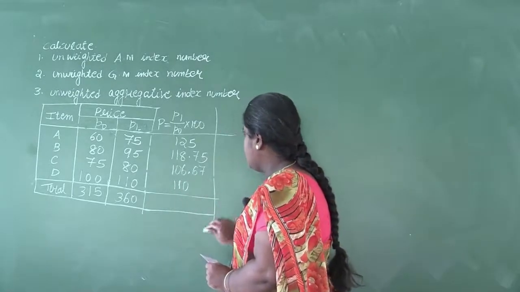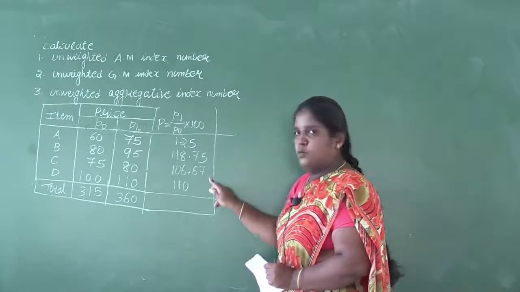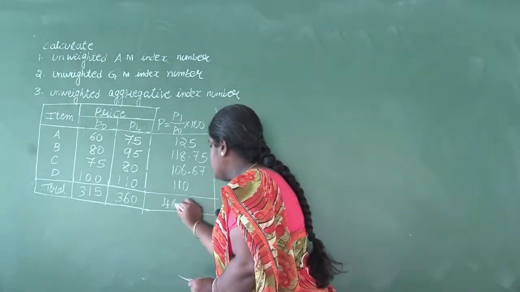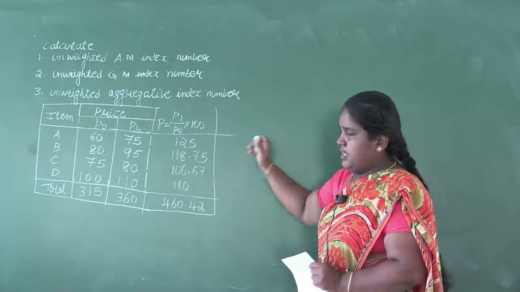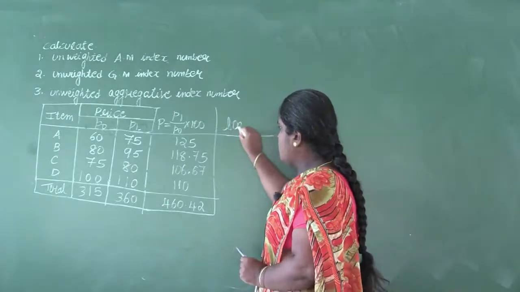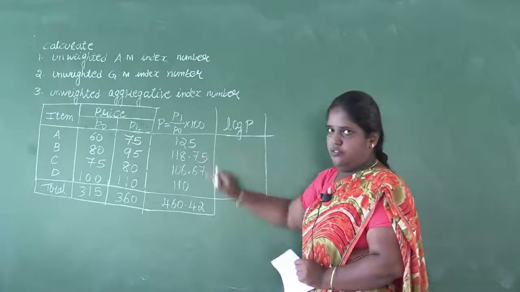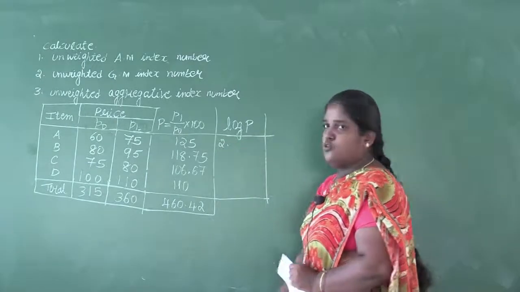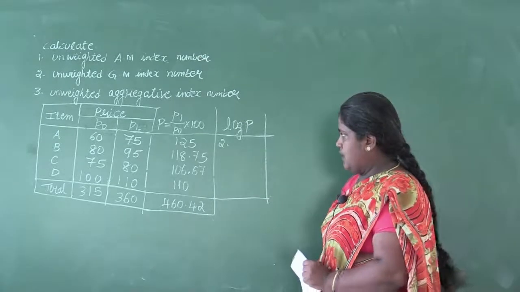We need the total of these P values, which are 125 plus 118.75, 106.67 and 110. The total is 460.42. So this is regarding the arithmetic mean. To do arithmetic mean we need price relative, and to do geometric mean we need the logarithm value, log P. So log P for the first value 125, it is a 3-digit number, so 3 minus 1 gives 2, so it will be 2 point. Then you can see it under the logarithm tables or use the scientific calculator.